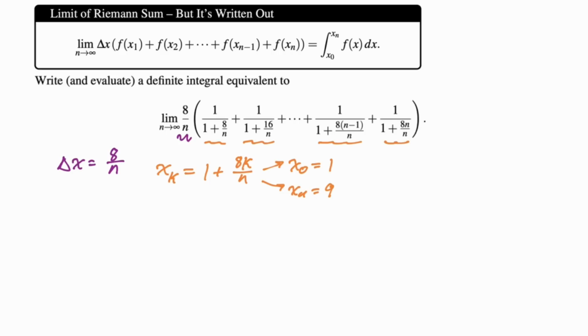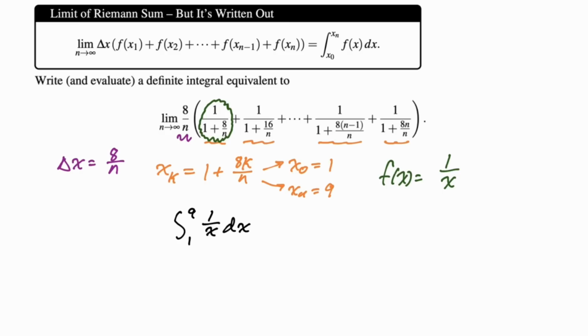Then we have to ask ourselves, well, what are we plugging into? So it's 1 over a thing, 1 over a thing. I think our function is definitely just 1 over a thing, so 1 over x. We can write our integral, and this problem says to evaluate it as well. On a multiple choice question, you might have to choose the integral, you might have to evaluate the integral. So our integral will go from 1 to 9, 1 over x dx.